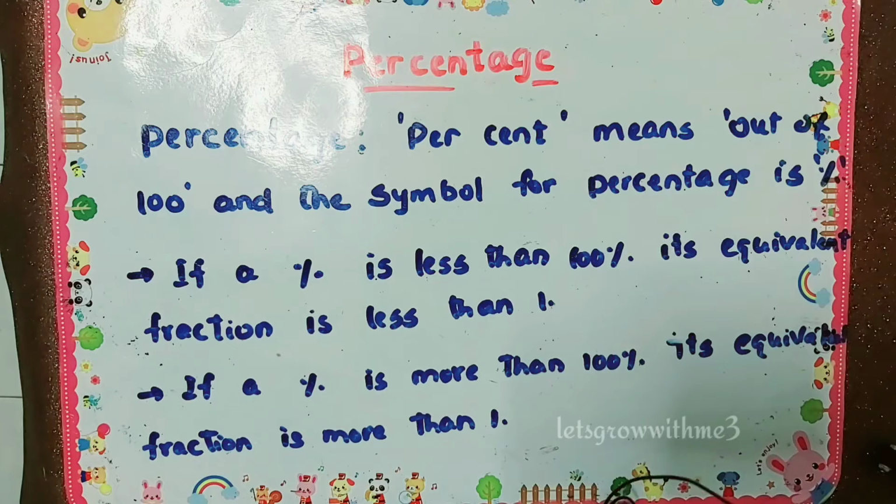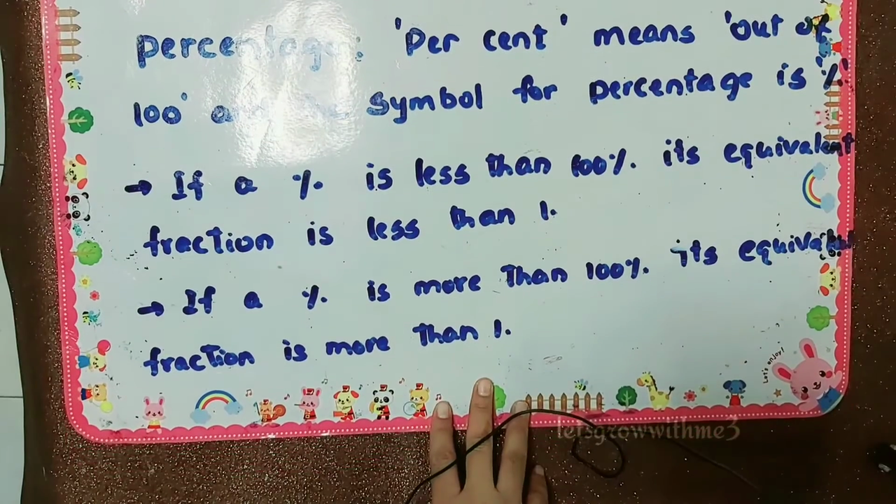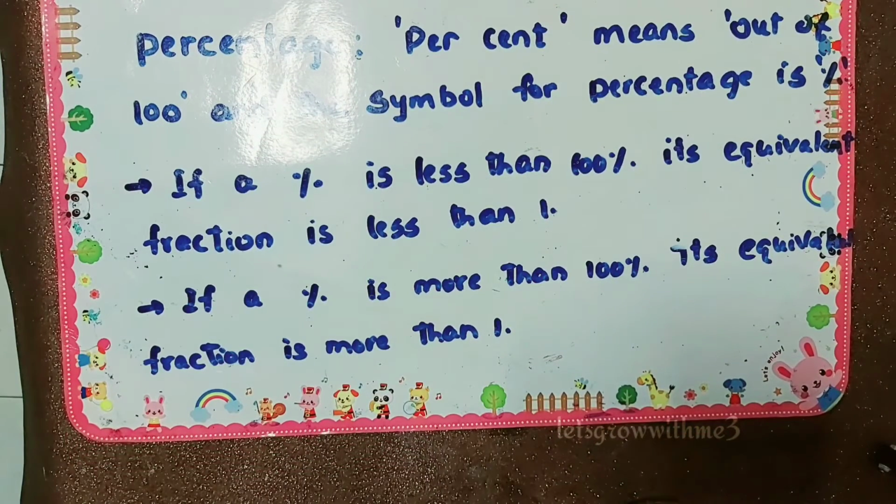A fraction also compares two things, but in percentage we are comparing with 100. That means the denominator is 100. Whereas in a fraction we don't have a constant denominator, the denominator changes, but here we are comparing our value with out of 100. If the percentage is less than 100 percent, its equivalent fraction is less than 1. If the percentage is more than 100 percent, its equivalent fraction is more than 1. So here we are getting the margin values for our percentages.